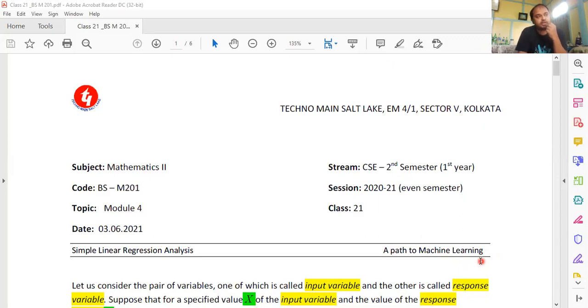I have written this word just because linear regression analysis is actually one of the most fundamental tools to study machine learning. I will try to tell you the connection between the two, but later on, not before we learn what linear regression analysis actually is.